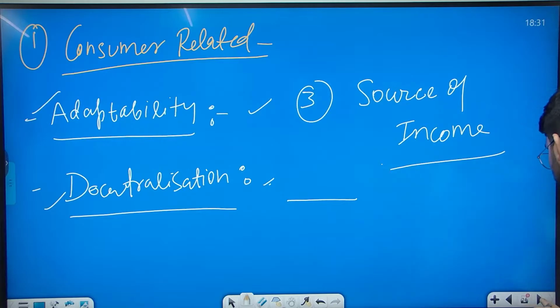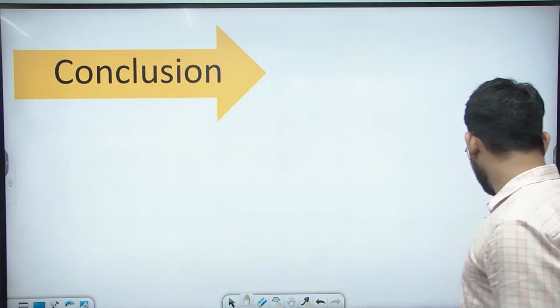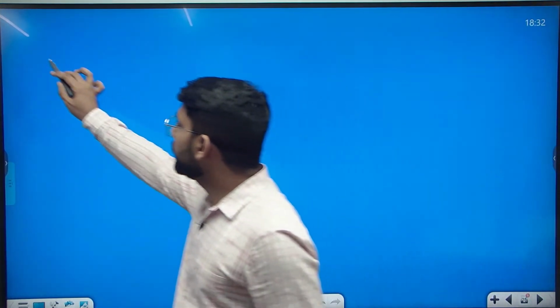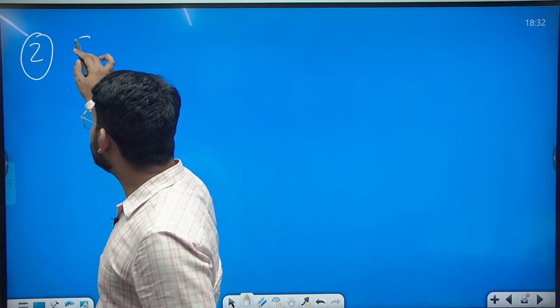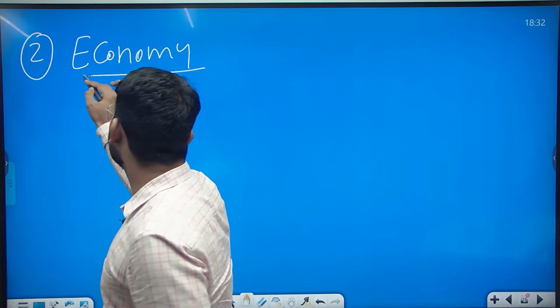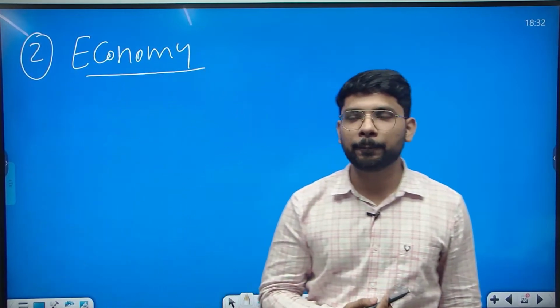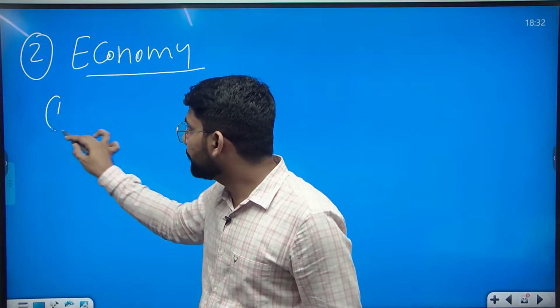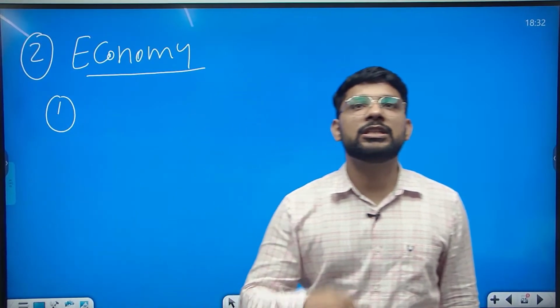Second is related to the economy. Let's discuss how it will give a benefit to the economy. Number one, it is cheaper to produce.